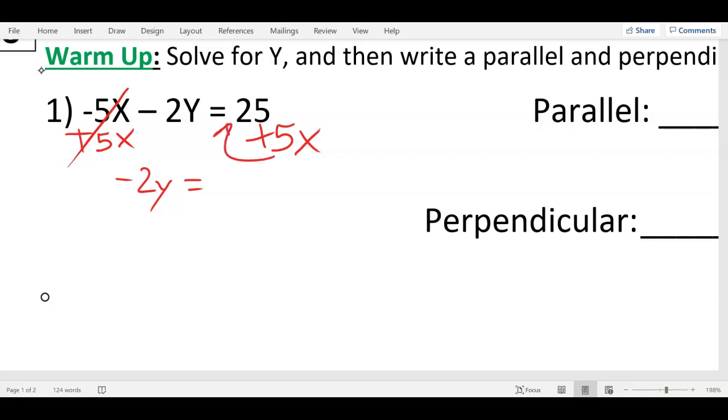The mx needs to go in front of the b. Y'all remember this from last 2 days? So 5x, good, 5x plus 25. Last step, negative 2 and y, that's a coefficient, so what do I got to do? Okay, I'm going to divide to get rid of that negative 2 in front of y. What am I dividing by? The exact same number, right? Negative 2.